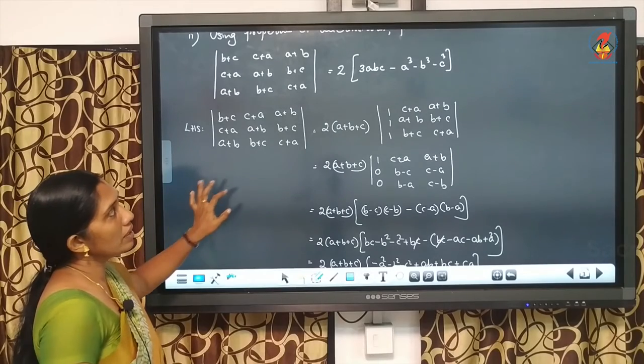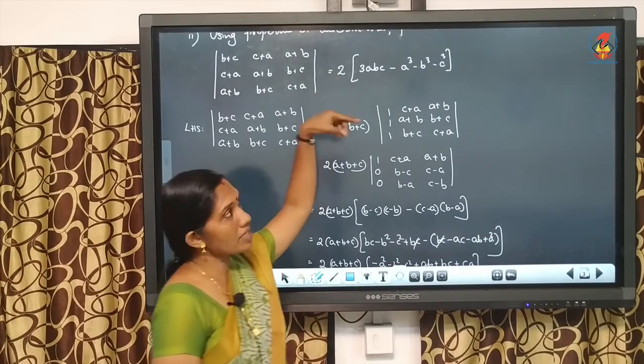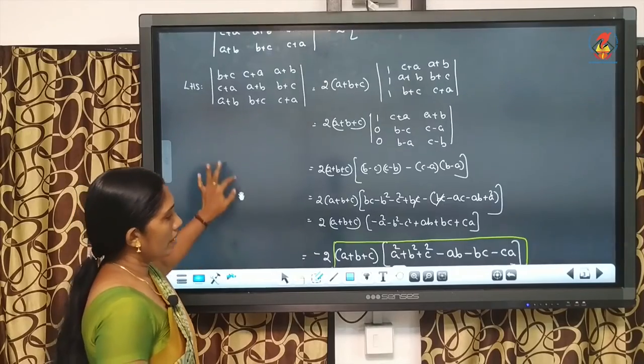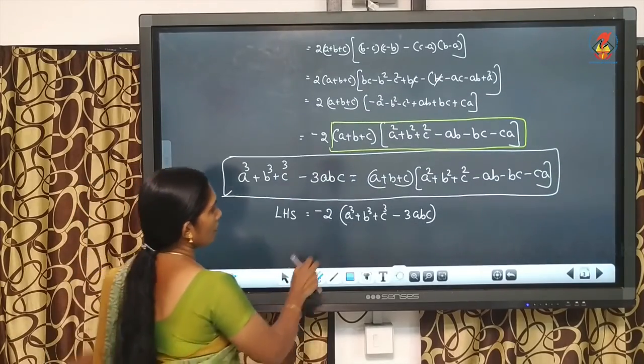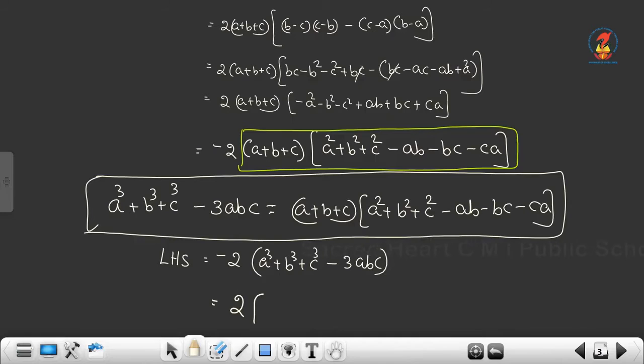Now look at the answer. It is 2 into that minus multiplied to the bracket. So this answer becomes 2 into, if we multiply by negative, 3abc becomes positive, minus a cube minus b cube minus c cube.